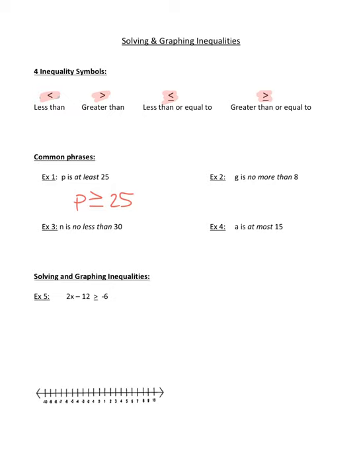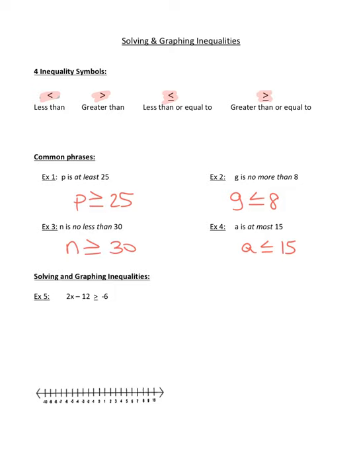G is no more than 8. That means G is less than or equal to 8. N is no less than 30. No less than means not less than, but greater than or equal to. N is greater than or equal to 30. And A is at most 15. A is less than or equal to 15.